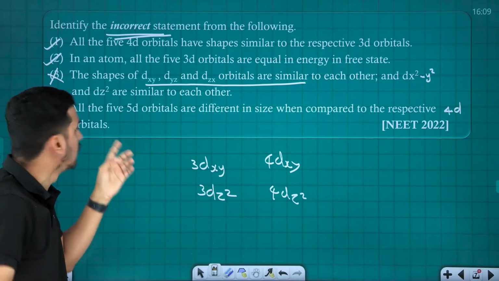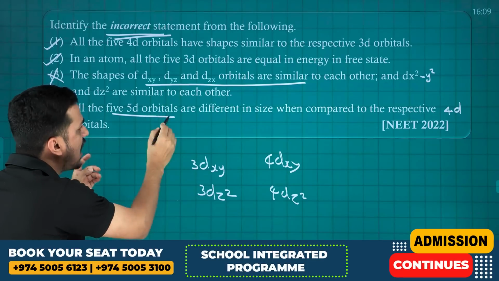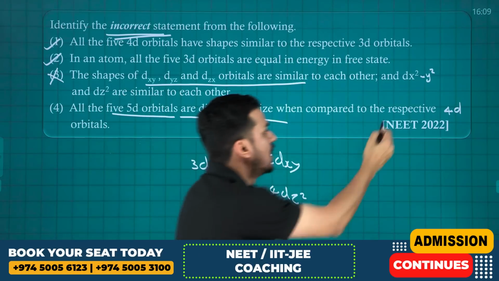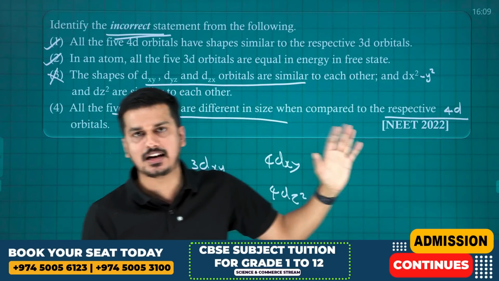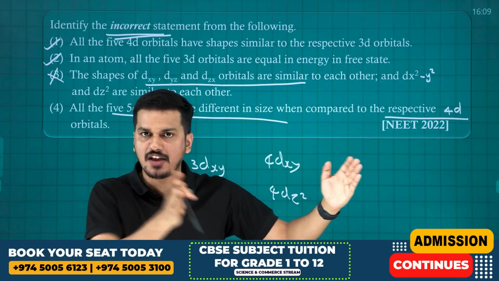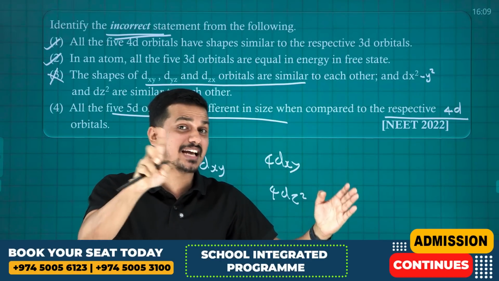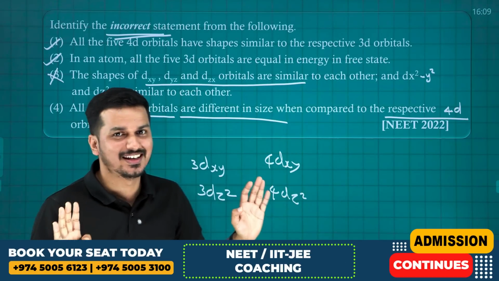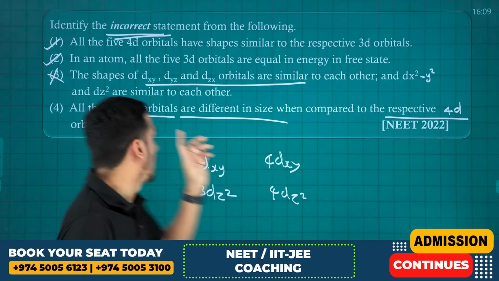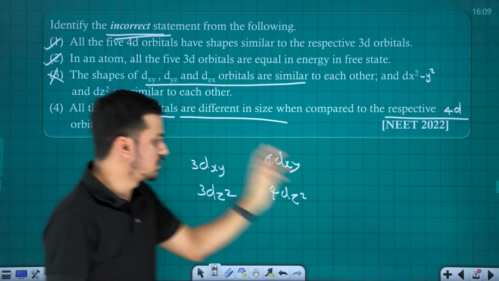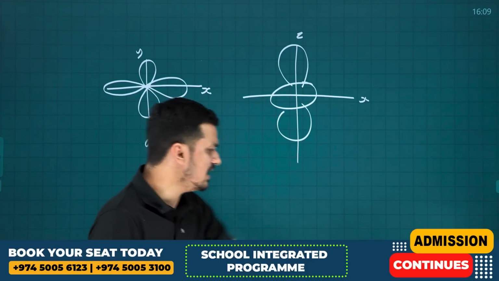And the fourth one also, let's look. All the five 5D orbitals are different in size when compared to the respective 4D. Exactly. If you are comparing respective 4D and 5D, their shape is the same, but sizes are different. So the answer is what? Option 3 is the incorrect one. The fourth statement is also correct. So we can go to the next one.